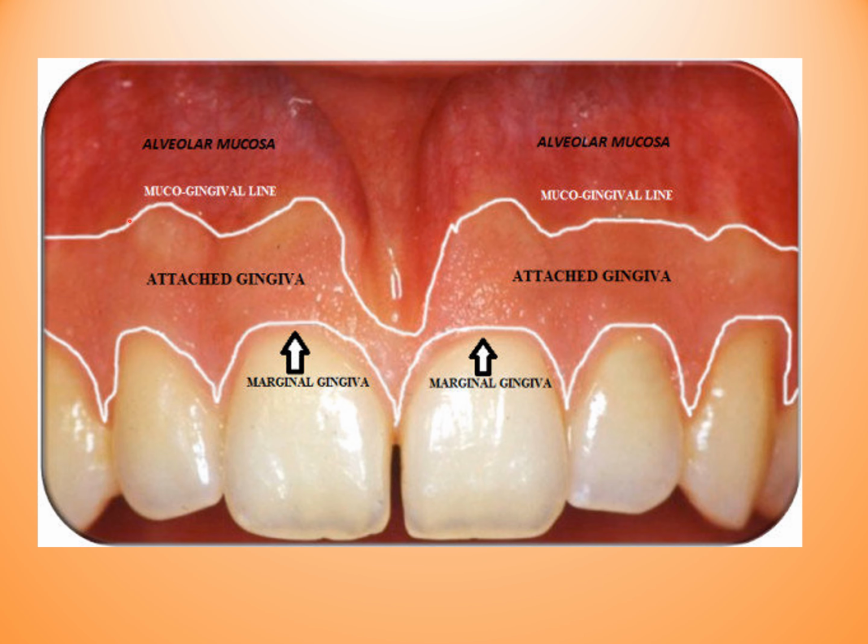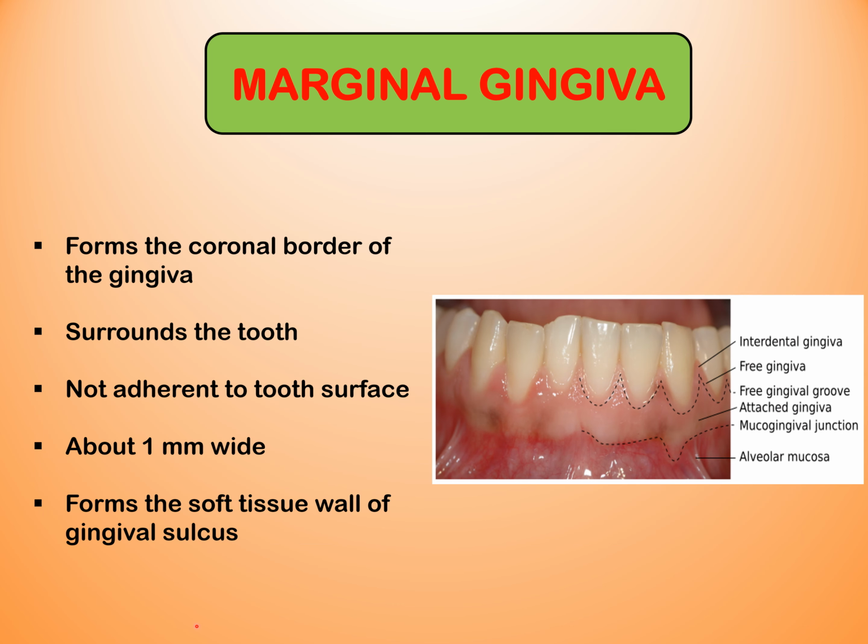Next comes the mucogingival line. This mucogingival line is the boundary between the attached gingiva, which is non-movable, and the alveolar mucosa, which is more flexible. Next is the alveolar mucosa. It is darker, movable tissue and it helps in the movement of lip and cheek. So let's discuss one by one the different types of gingiva.